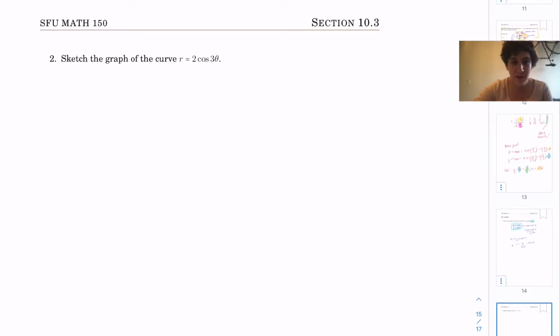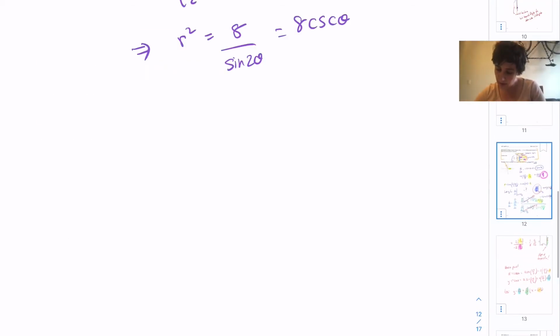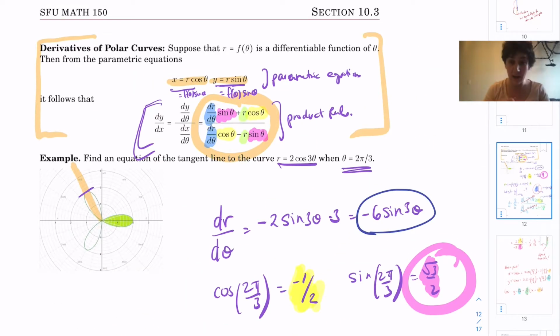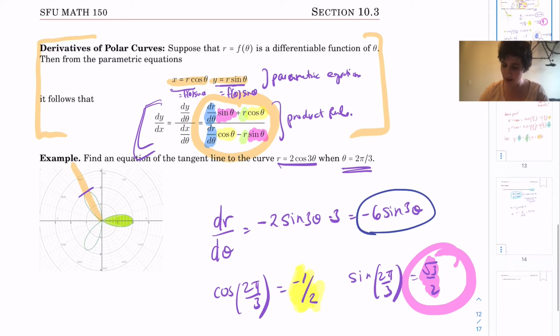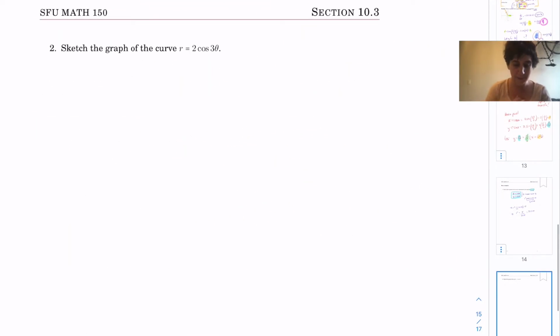Next, this is an example where we used the graph of this. We used it here. Okay, so that is our target. Let's see if we can reason our way through it using our knowledge of the Cartesian coordinate system.